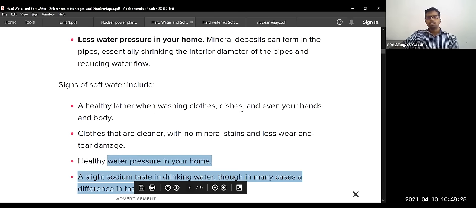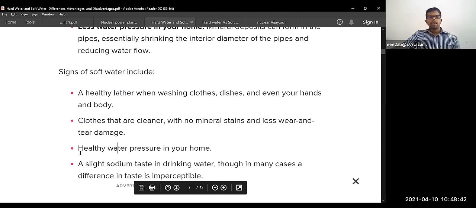When washing clothes, and even when you wash your hands and body, you get a better lather. Clothes are cleaner with no mineral stains and less wear and tear damage. Next, healthy water pressure in your home. If you are finding healthy water pressure in your home, then that water is soft water.